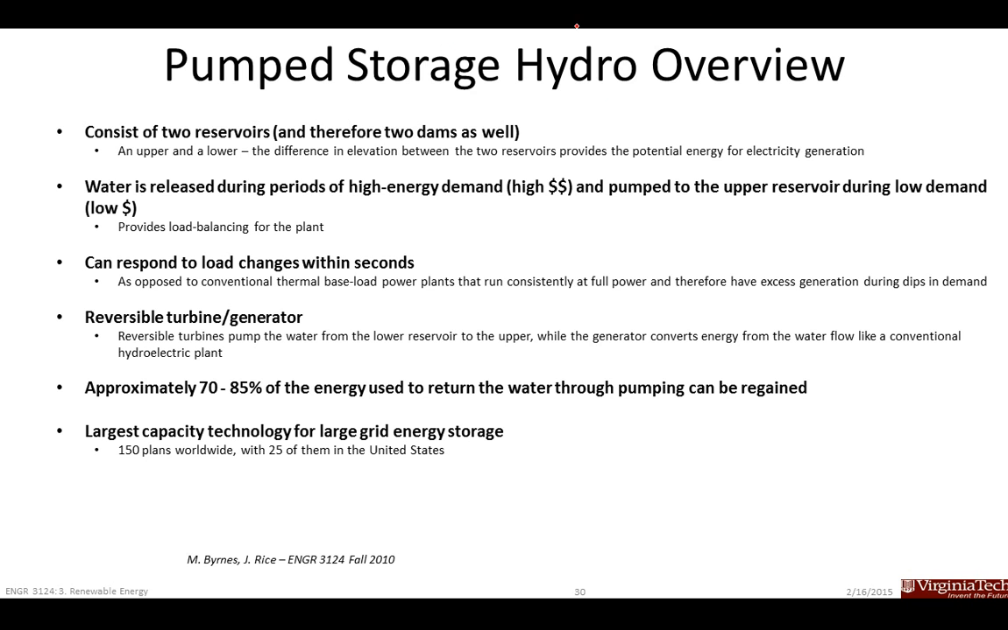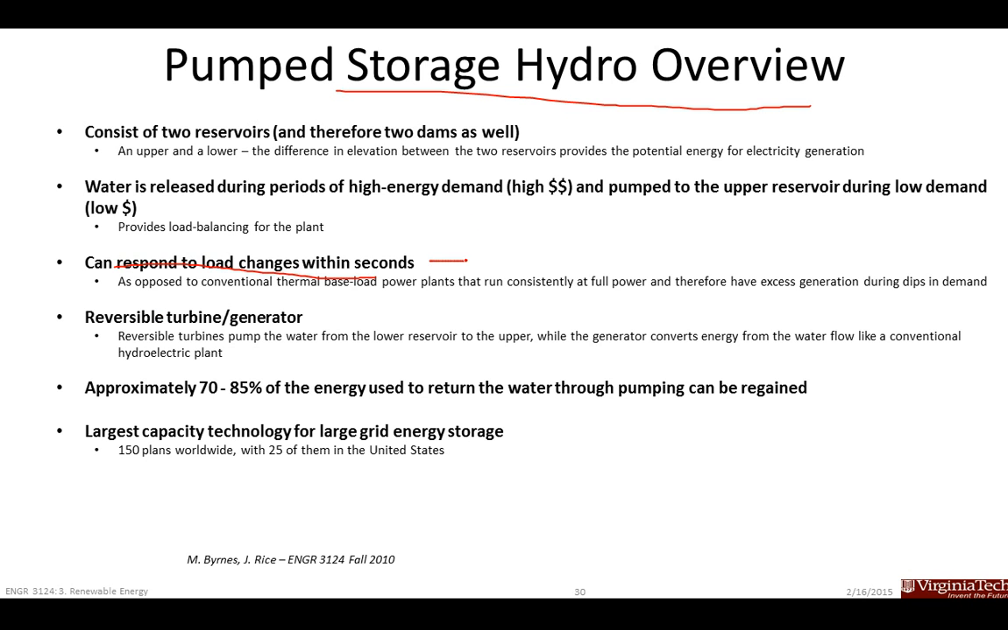So pump storage hydro overview is two reservoirs, a high one and a low one, an upper and a lower. The difference in elevation is the potential energy. Water can be released from the upper to the lower to create energy when you need it. Think of high demand energy times, like when it's really hot in the summer and everyone's running their AC, the middle of the day, a little bit after 5 p.m. when everyone gets home from work and turns on all their electronics, or it can change with load.